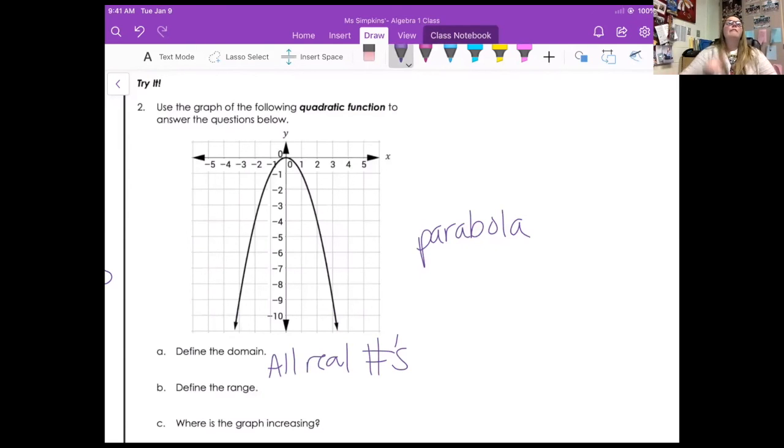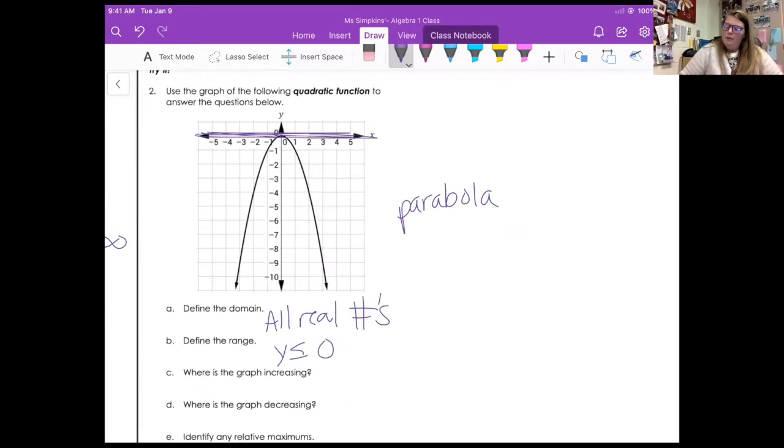Does it go forever up and down? No, ma'am, it does not. It goes down forever, but it stops right there at the top. Every piece of that graph is below 0. So y is not greater than, it's less than or equal to 0. All of our y values are smaller than 0: -1, -2, -3, -4. So they're all smaller than 0.